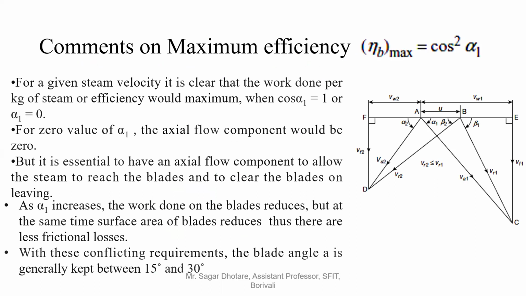But it is essential to have an axial flow component to allow the steam to reach the blade and to clear the blade on leaving. As alpha increases, the work done on the blade gets reduced. At the same time, the surface area of the blade reduces. Thus, there are less friction losses. Where this compromise is required, the blade angle is in between 15 degree to 30 degree.